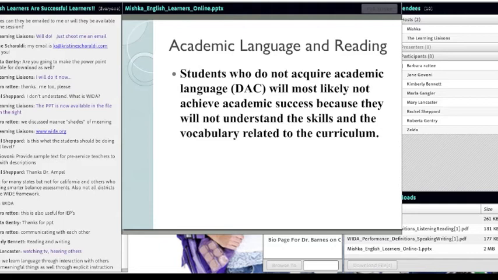So what does academic language have to do with reading? Students who do not acquire academic language, or the DAC, the acronym that we talked about before, which is discourse, academic language, and conventions, will most likely not achieve academic success because they will not understand the skills related to the curriculum. So this is so true. Basically, what it's saying is that if you do not understand the content that you're reading, you will not be able to read. It's that simple. If you do not understand what you're reading, you're not going to be able to read. So my goal today is to provide you with strategies so that you can help English learners learn how to read.